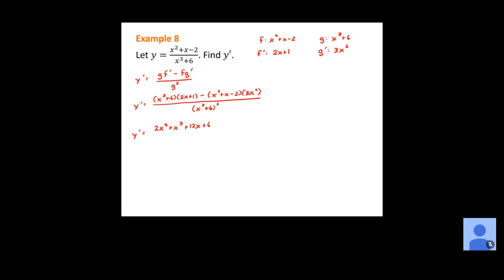And then down here, we have to distribute the negative, but we also need to distribute this 3x squared to each term. So that's going to give us a negative 3x to the fourth. And we're going to have a negative 3x cubed. And then finally, the two negatives make a positive. 3 times 2 is 6x squared. Again, I'm just going to keep this factored, x cubed plus 6 all squared.